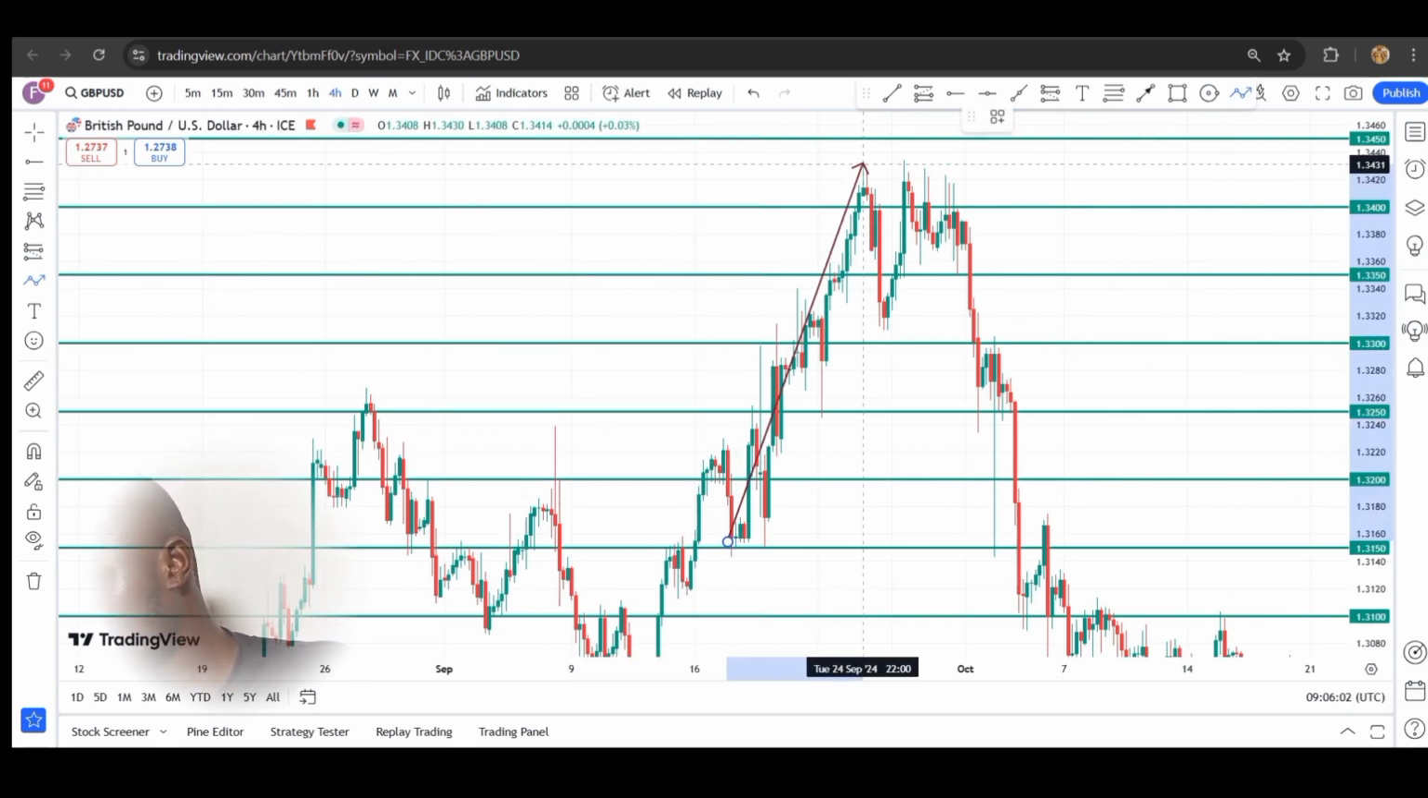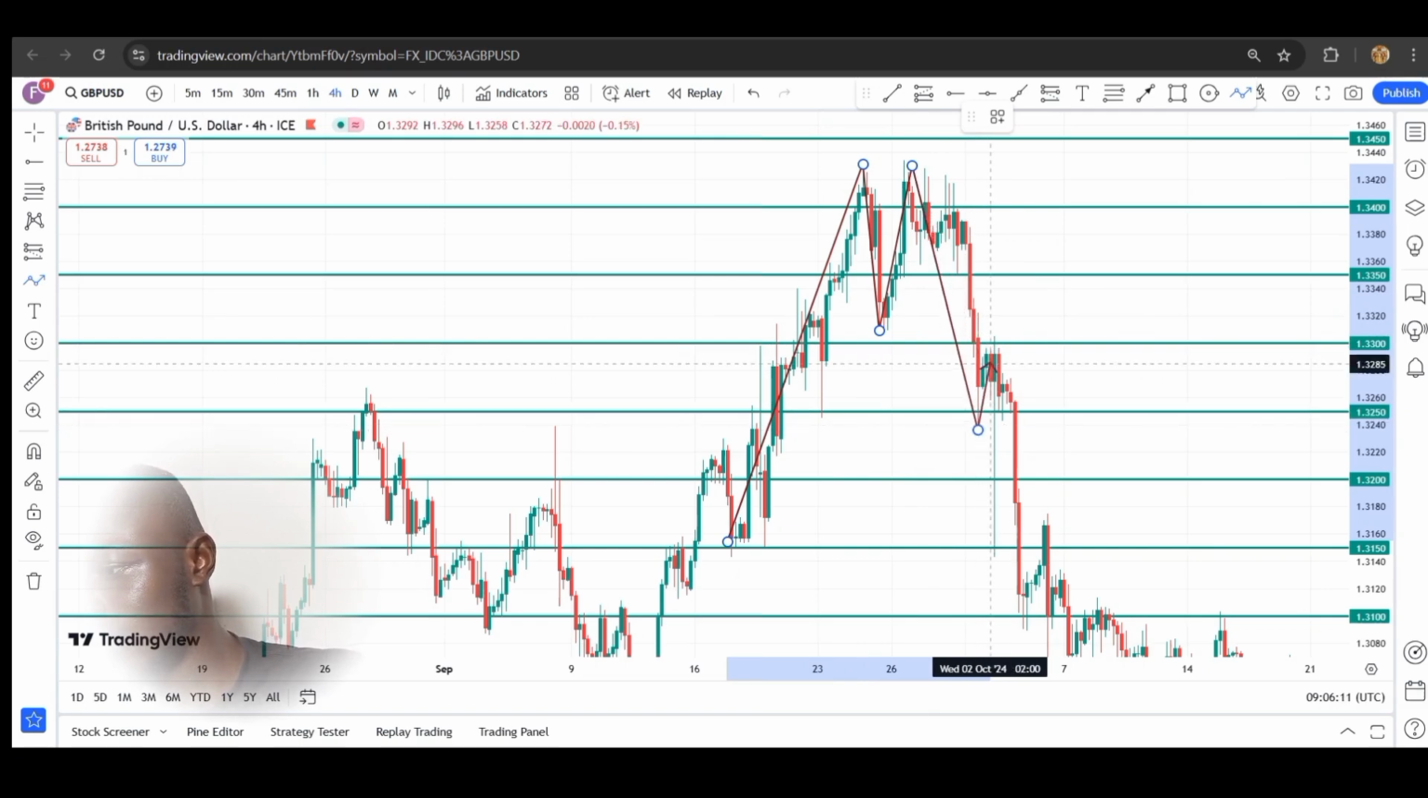GBP USD: British pounds, United States dollar. First it came up from a downtrend, came here. This is actually the second touch, right? Broke through this neckline.